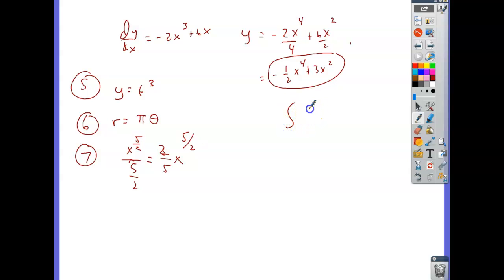Number 9, it's x to the 1/3 dx, right? Change it to the 1/3 power because it's a cube root. Raise the power by 1, divide by the power you get. And then you're going to get 3/4 x to the 4/3. Boom. Make sense? All good?